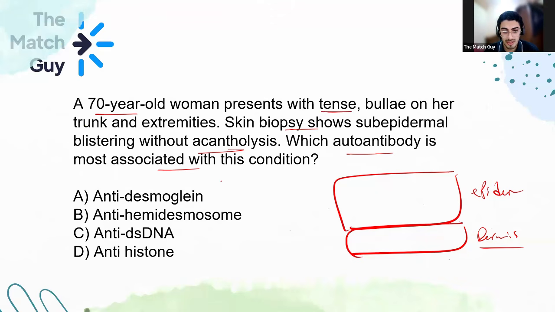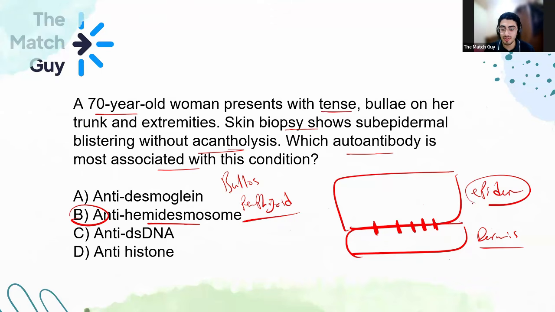So this disease is bullous pemphigoid, and it's caused by autoantibodies against the hemidesmosomes. These are proteins attaching the epidermis to the dermis. So if we have autoantibodies against them, the epidermis will start separating from the dermis, and we will have a blister between them. And if you notice, the roof of this blister would be the whole thickness of the epidermis.